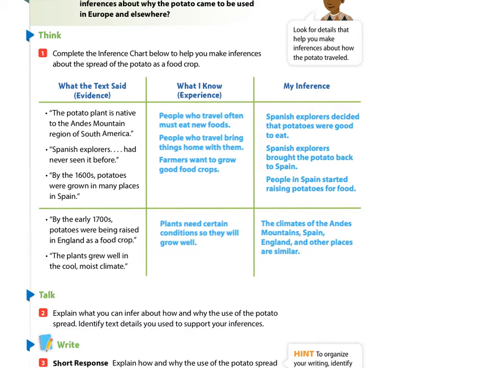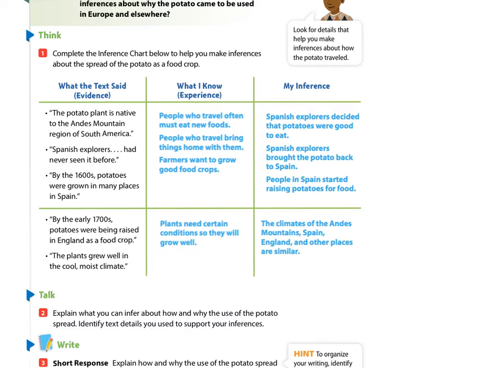So go ahead and check out my model with me. I'm going to be making inferences based on text evidence. Notice it says what the text said, which is our evidence. The potato plant is native to the Andes mountain region of South America. The text also says Spanish explorers had never seen it before, and by the 1600s, potatoes were grown in many places in Spain.